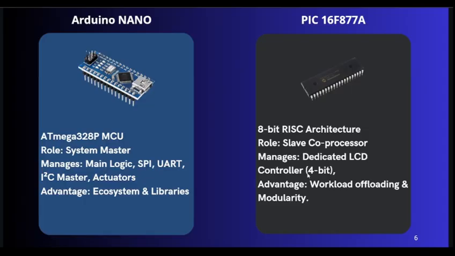Why do this? Because controlling an HD44780 LCD requires precise timing and takes up several pins. By delegating this task to the PIC, the Arduino code remains clean, focused on business logic, and we guarantee that the screen updates independently, without interfering with critical card reading. In short, it is a classic division of labor in embedded systems. One processor for application logic and another for peripheral control.